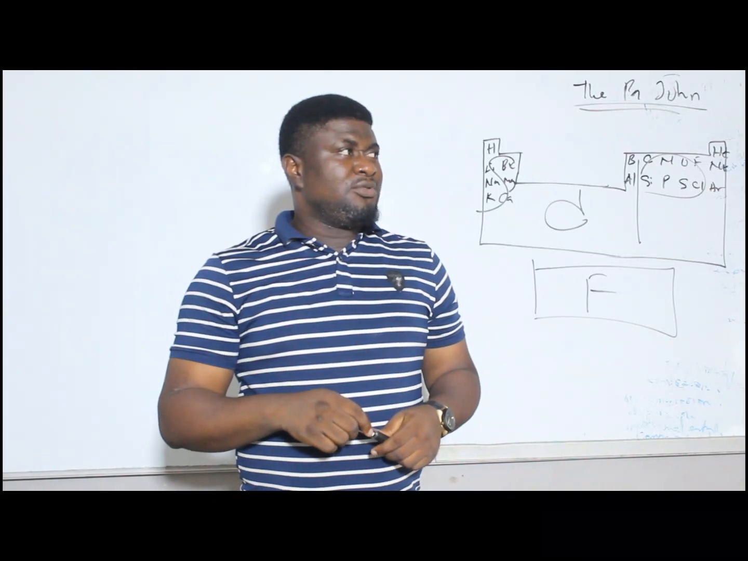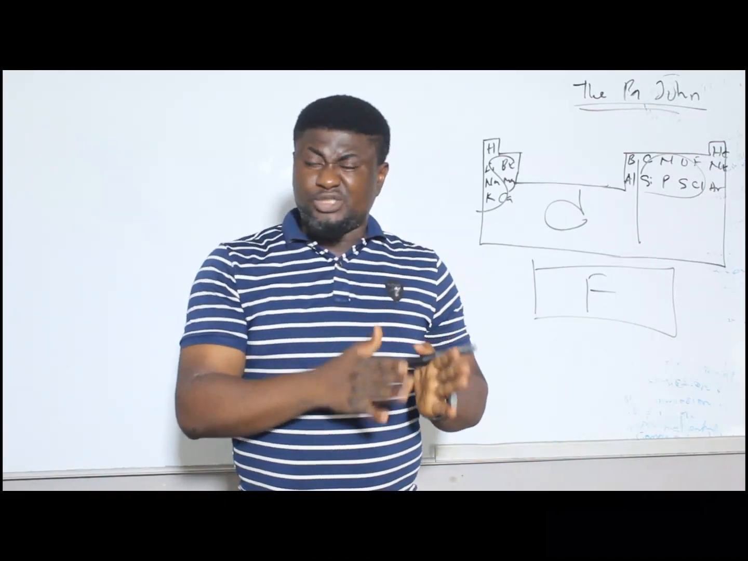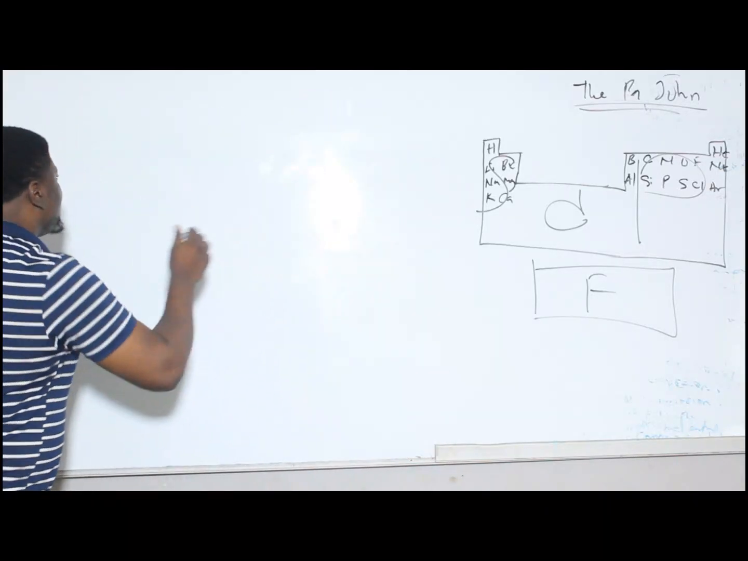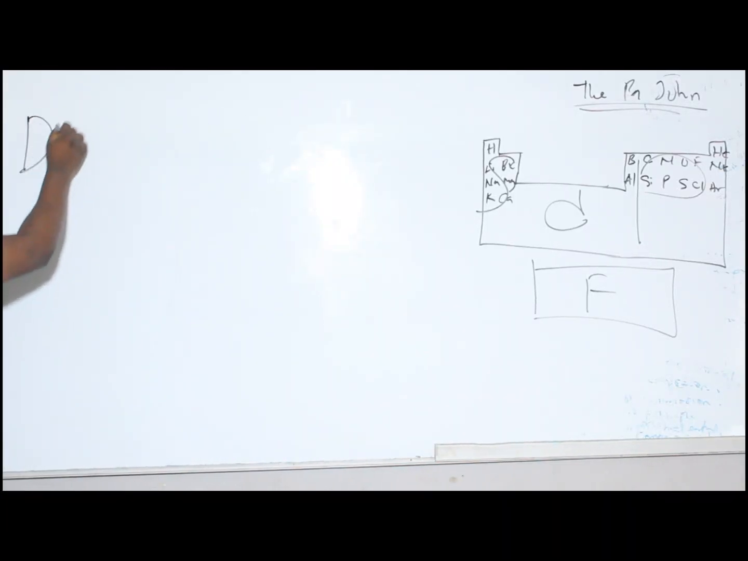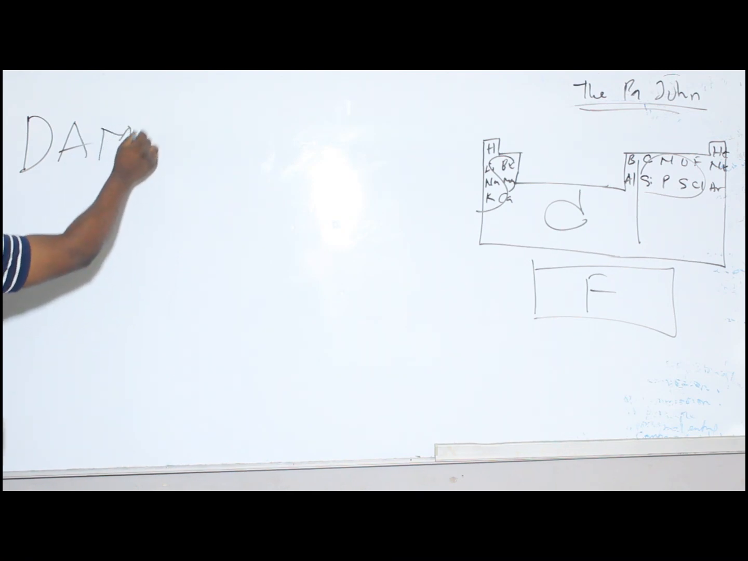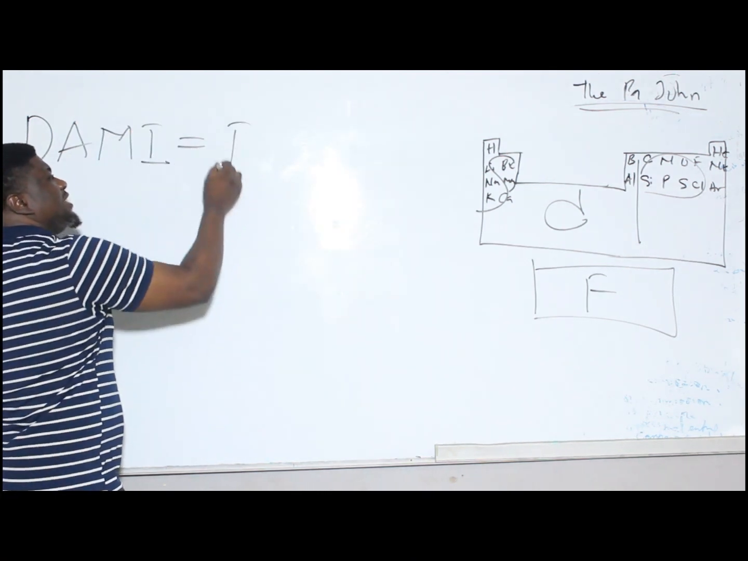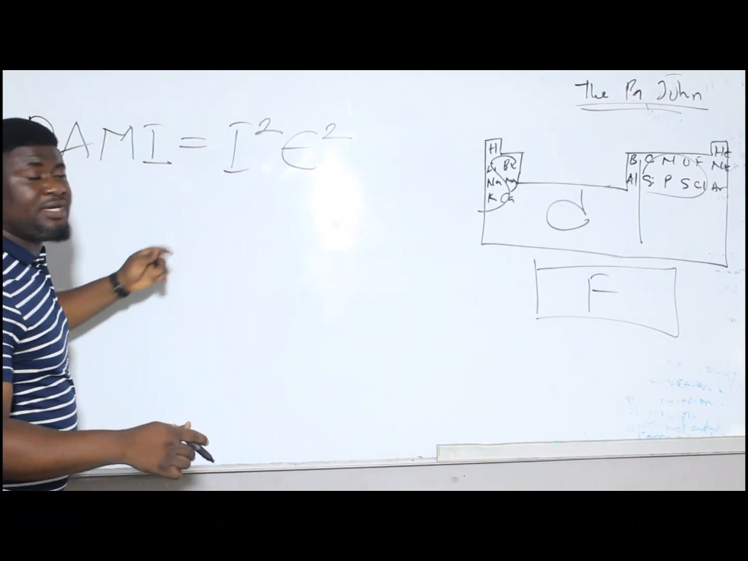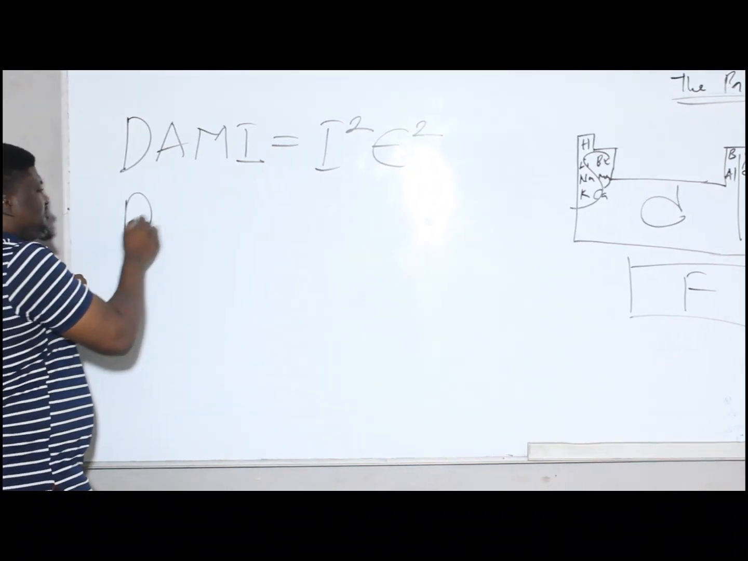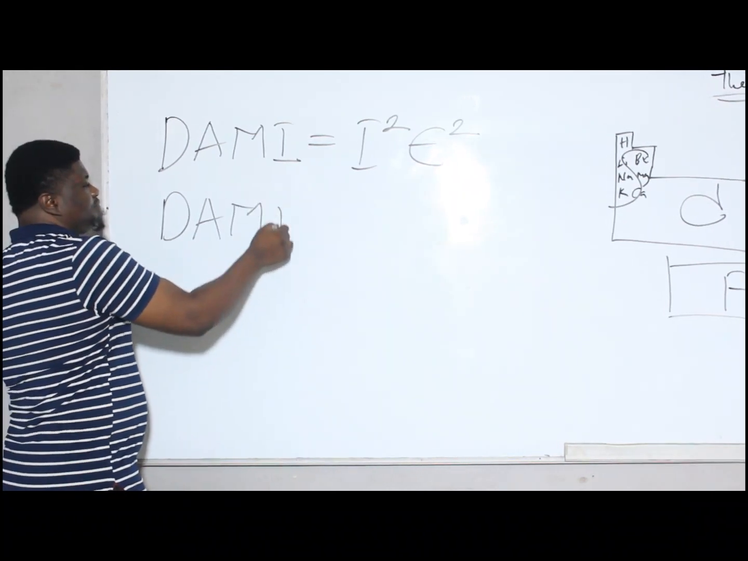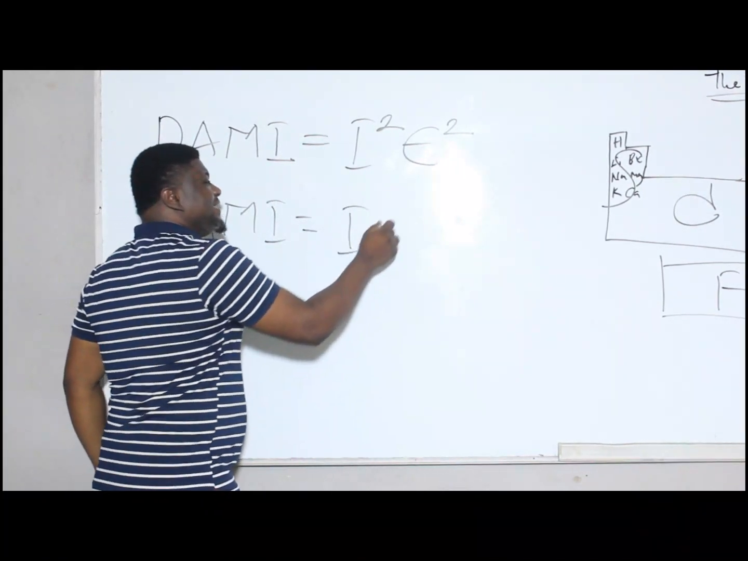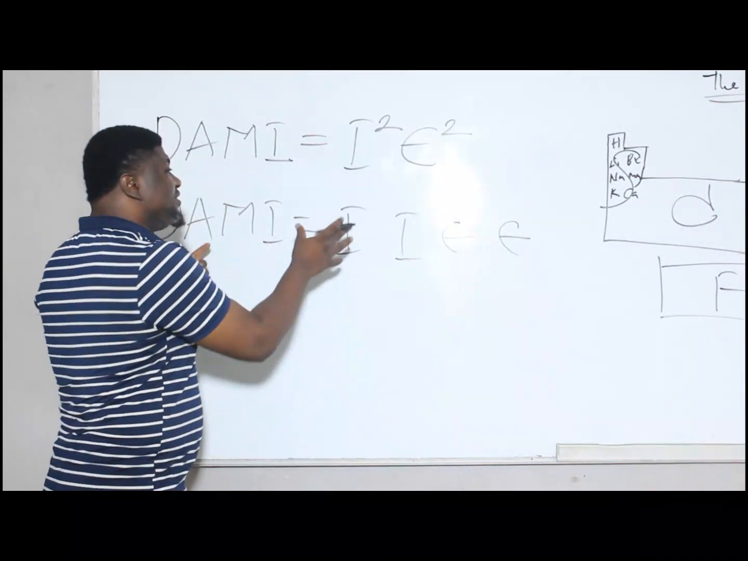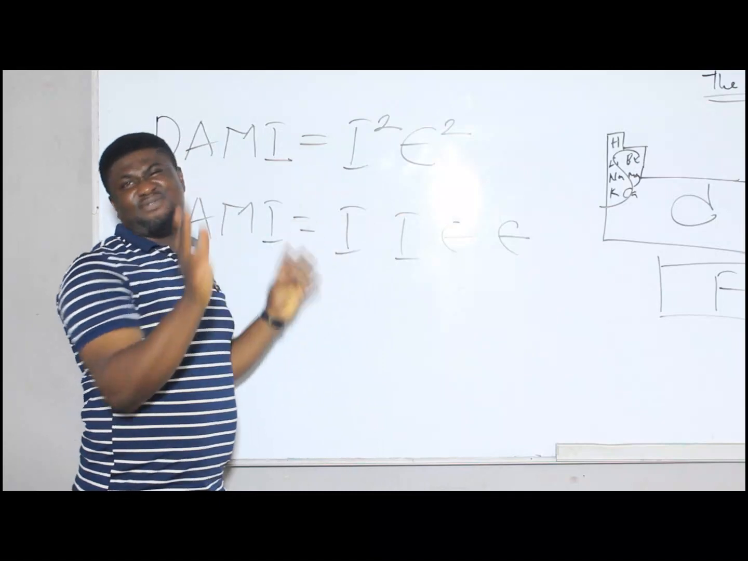Now, just to help you with a shortcut for knowing the trends of these guys in the periodic table, I developed a shortcut called Gamma is equal to I squared E squared. Now, what does Gamma is equal to I squared E squared mean? It means that Gamma, please follow me very well, is equal to I-I-E-E. Now, please follow me. Once you can know this thing, you have known it for life.